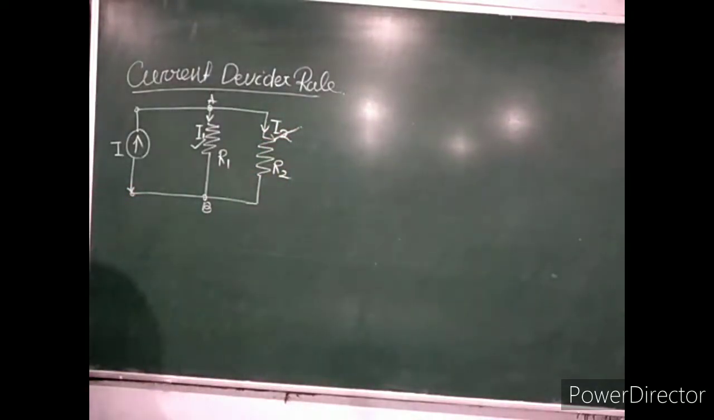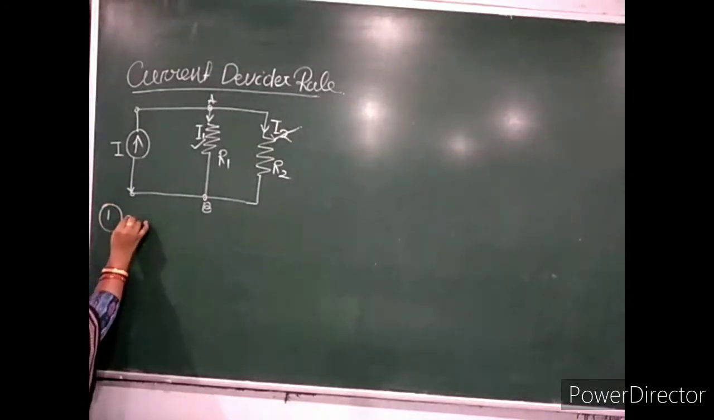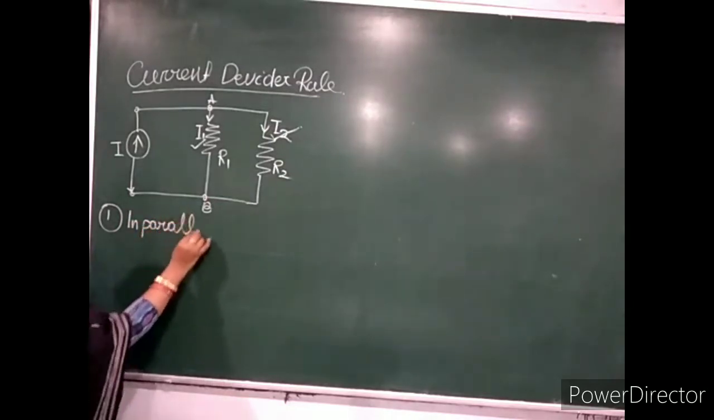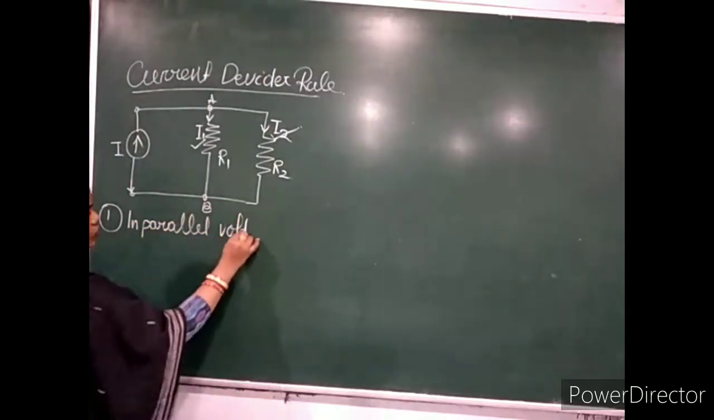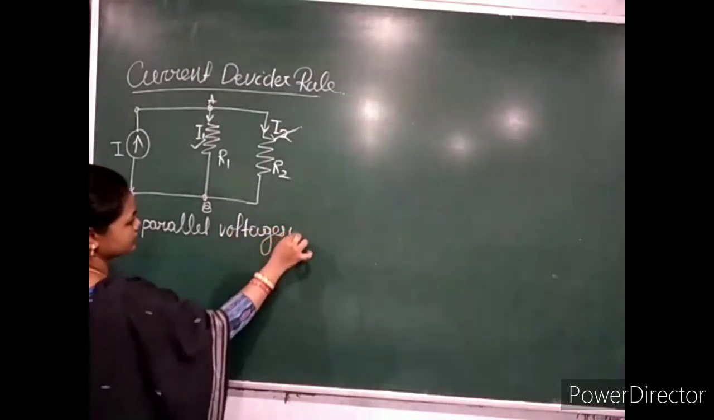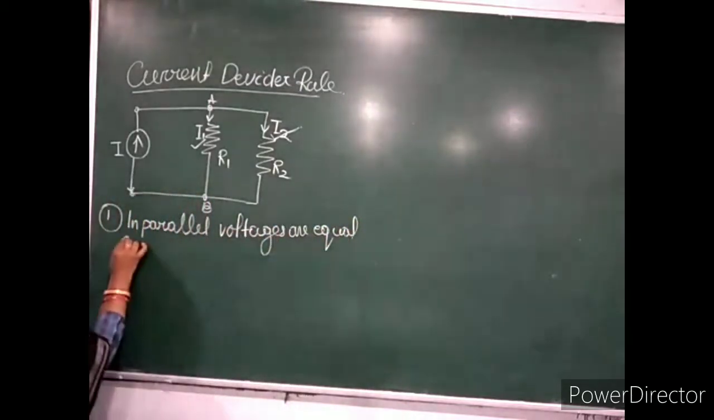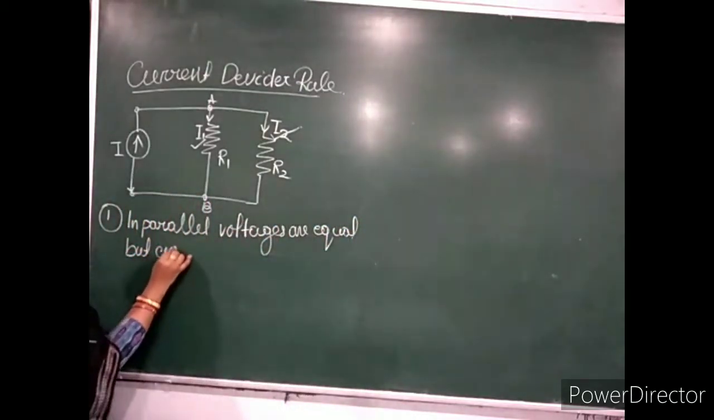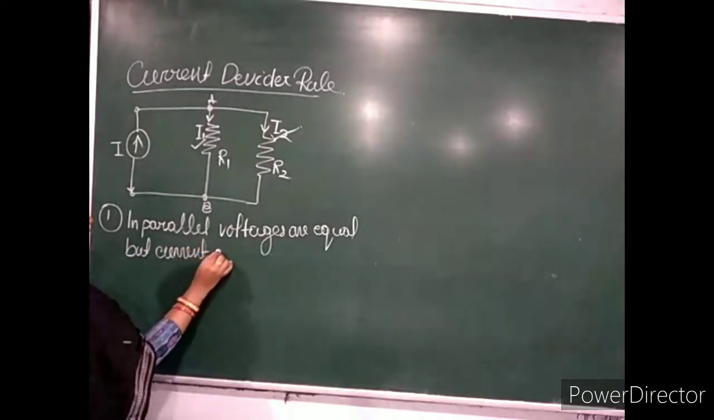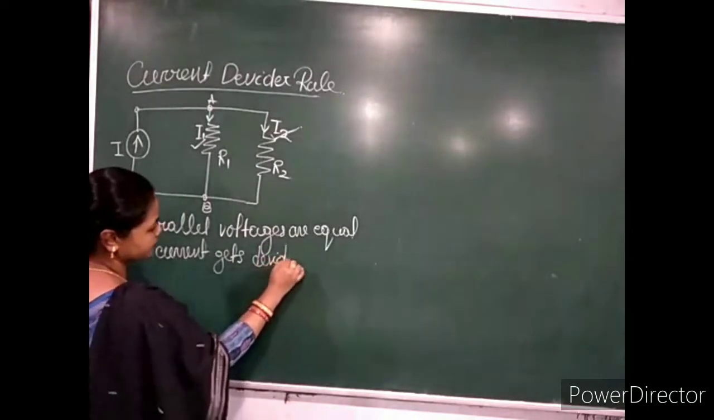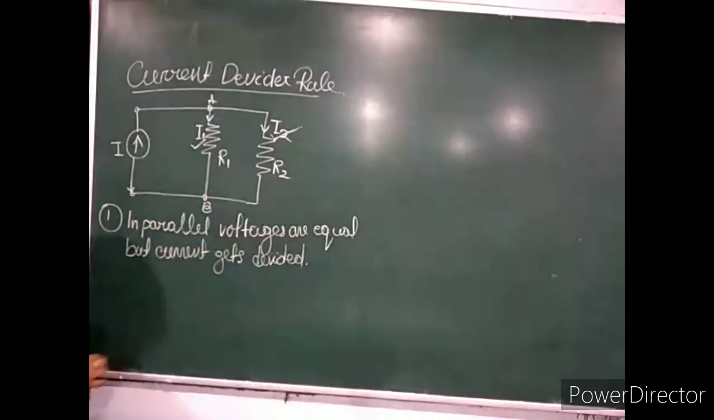So how do you proceed? The first step: you know that in parallel, voltages are equal, but current gets divided. This is the property of a parallel circuit.